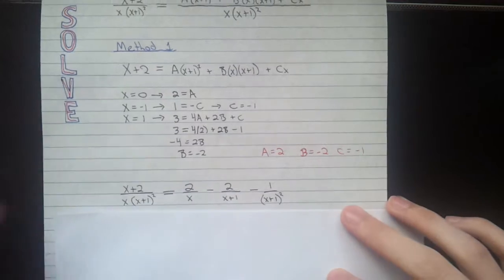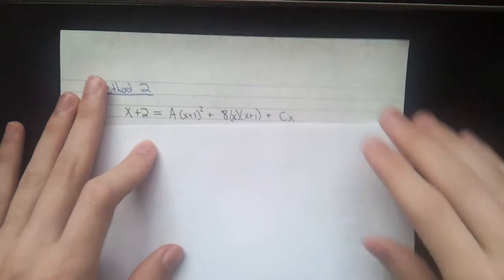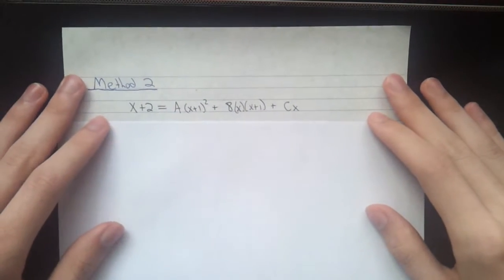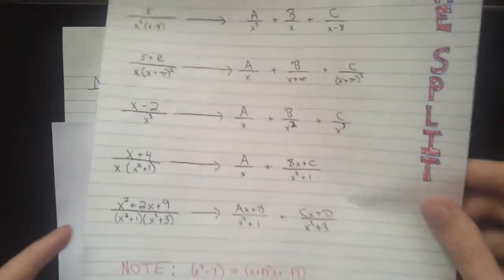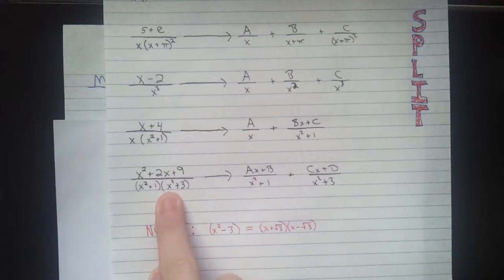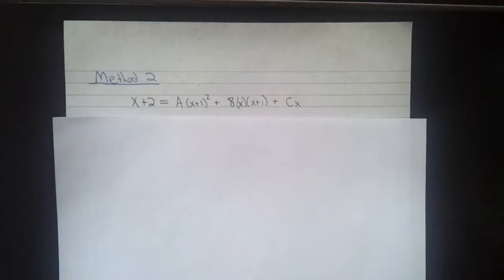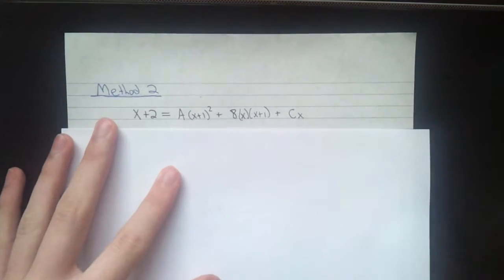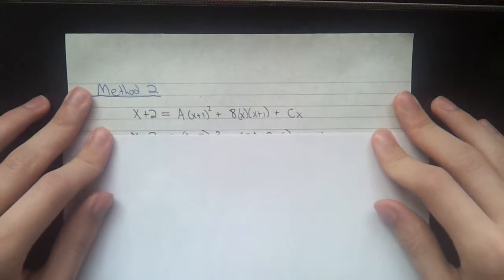So now let's have a look at method 2. As I said before, method 2 doesn't work on everything. Cases where it doesn't work are these cases right here and here where you don't have a power 1 in the denominator, so don't use it on those. Really, sometimes depending on the question, it's just a little bit easier to do it this way than the other way. We'll show you how it works here.